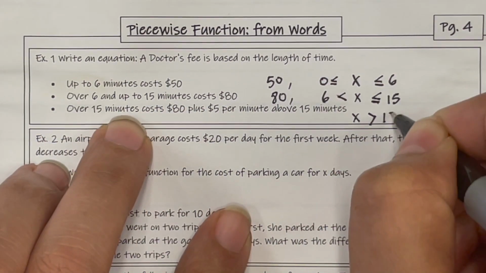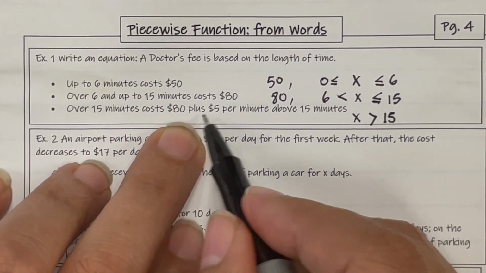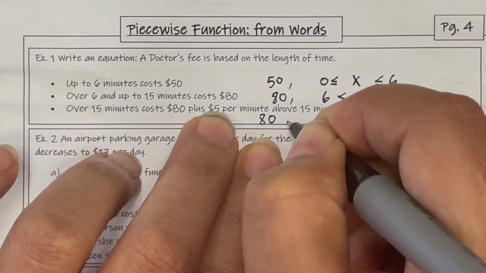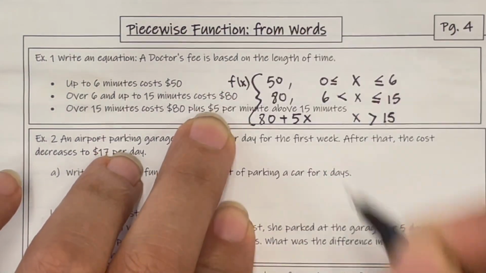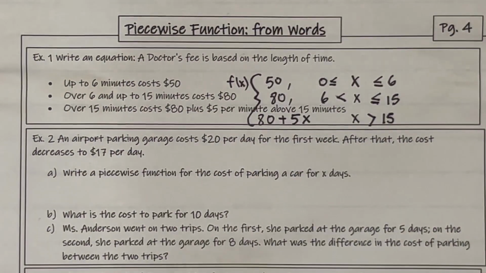And then over 15, strictly over. Now you can't have both of them equal to, because then it'll overlap. So it's going to be $80 plus 5 per minute. So $80 plus 5x, because 5 per minute. All right, and that's your function.